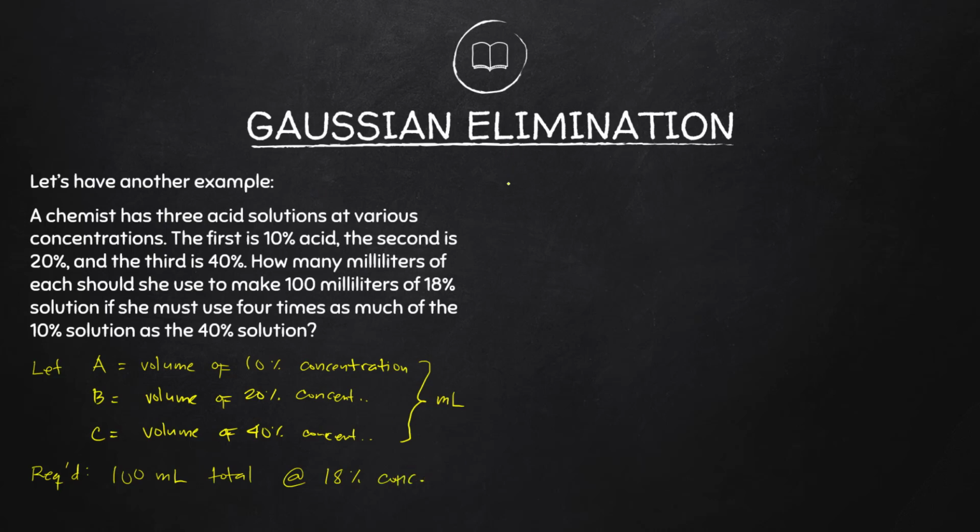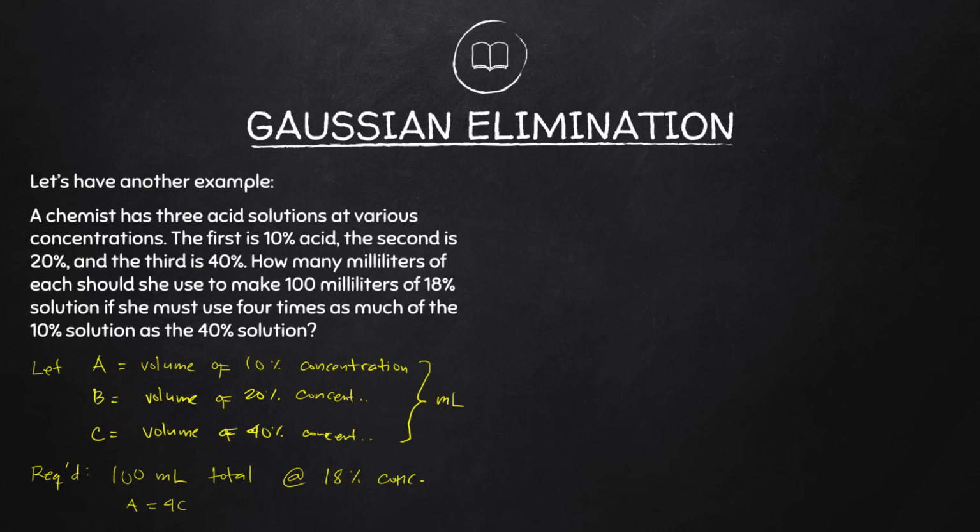Okay, so we also have another condition here. She must use 4 times as much of the 10% solution as the 40% solution. So those are A and C. The chemist should use 4 times as much as the solution C. So we can say that A is equal to 4 times C.